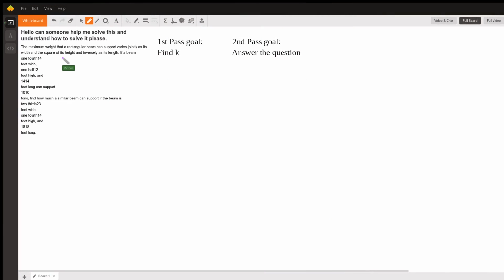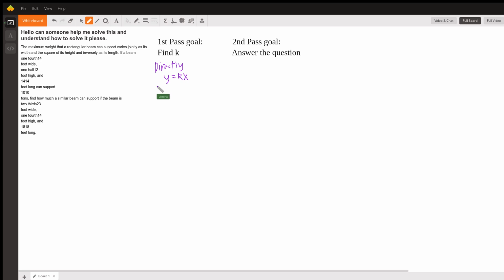Hello, today we're going to work a variation problem, and there are basically three kinds of variation problems. If we say that something varies directly, then the first thing that you need to write down is an equation like y equals kx. So that's if we say that y varies directly with x.